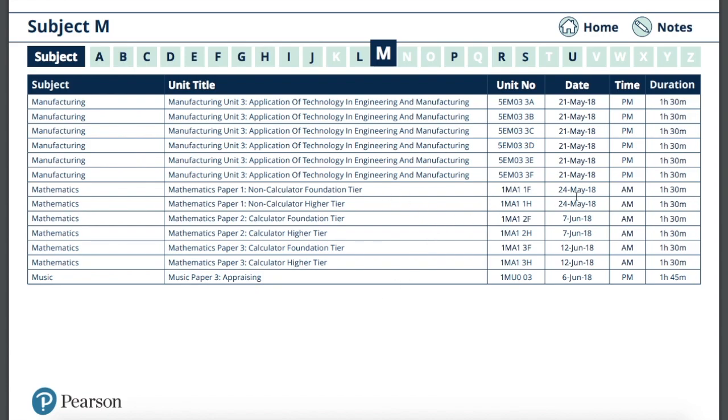So paper 1, the non-calculator paper, is on the 24th of May, 9 AM. Paper 2 is on the 7th of June 2018, and paper 3 is on the 12th of June. They're all in the morning at 9 AM. They're all 1 hour and 30-minute exams, so you can mark those in your calendar if you have not already.